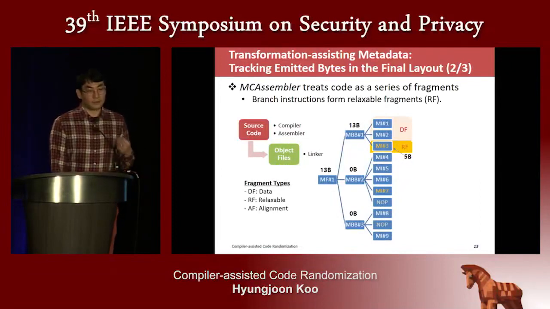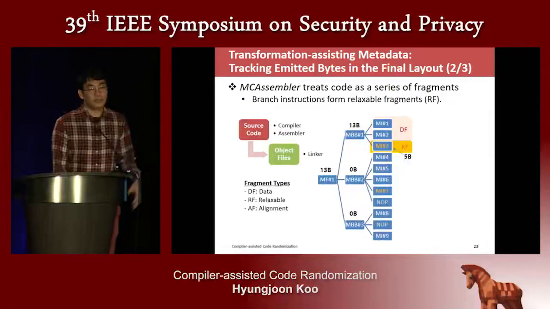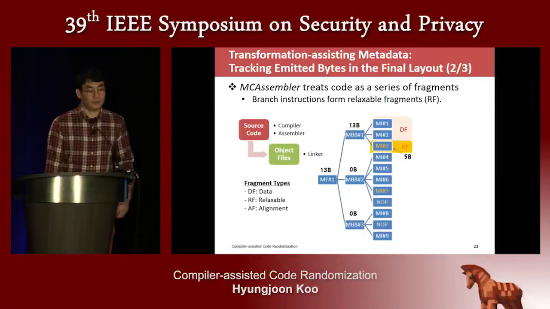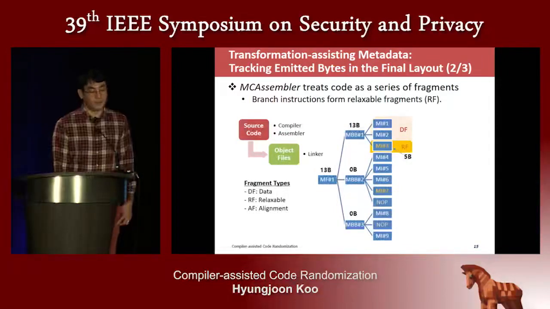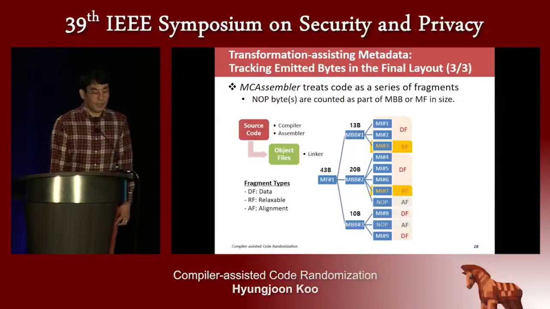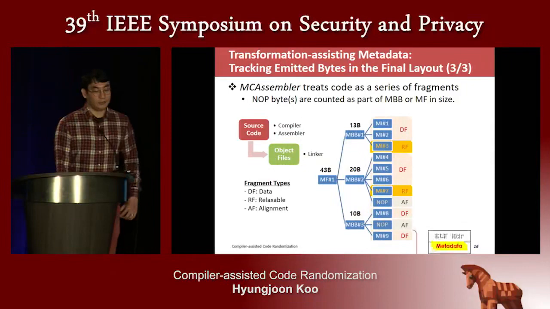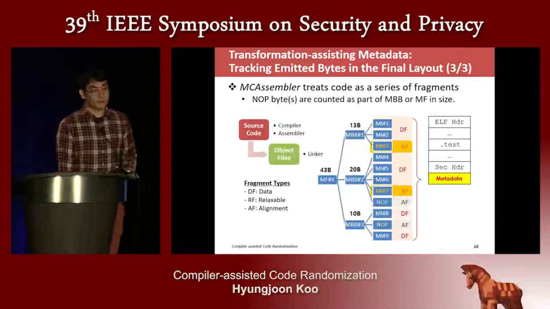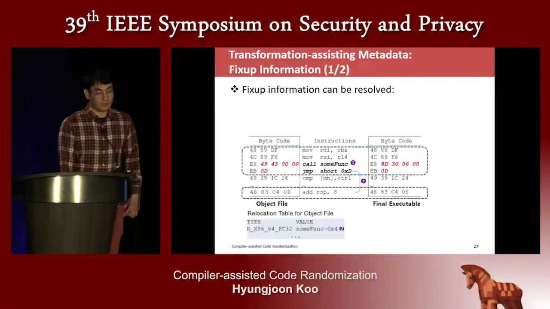If you think about the jump instructions, there is the operand. Sometimes this operand should be expanded. If it's 1 byte, then the target is not reachable, so it should be expanded to 4 bytes. That's what the instruction relaxation does. So here we have 5 bytes for the relaxable fragment. And the last one we have to see is no bytes. No bytes is formed as an alignment fragment. Once all the layout is determined, we store this information into the metadata in the object file.